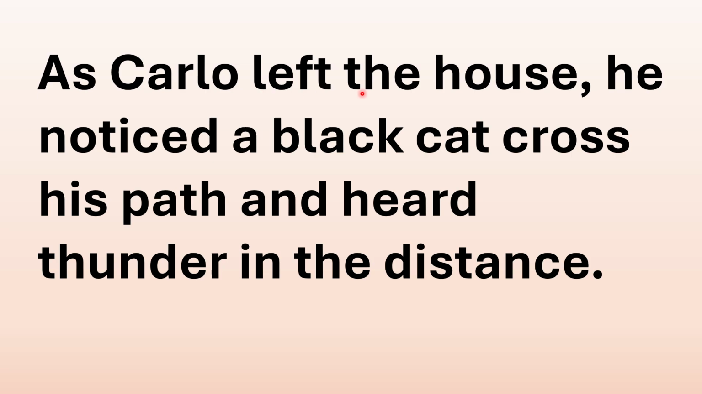Now, as Carlo left the house, he noticed a black cat crossing his path and heard thunder in the distance. In this case, it's a hint. It's foreshadowing. In some cultures, a black cat is a bad omen. Something bad will happen. And in this case, thunder is the indicator. Something will happen with the weather, or something bad will happen to Carlo.